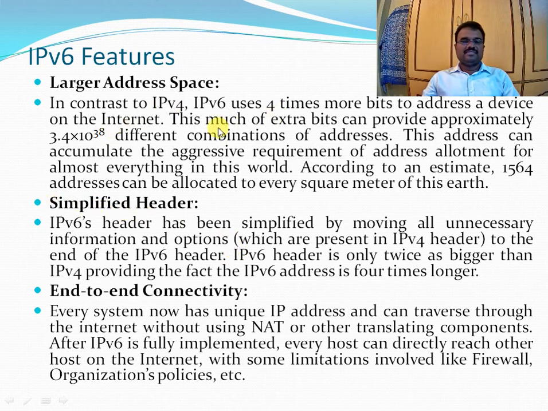So IPv6 features are there. Large address space. In contrast to IPv4, IPv6 uses 4 times more bits to address a device on the internet. This much extra bits can provide approximately 3.4 times 10 to the power of 38 different combinations of addresses.